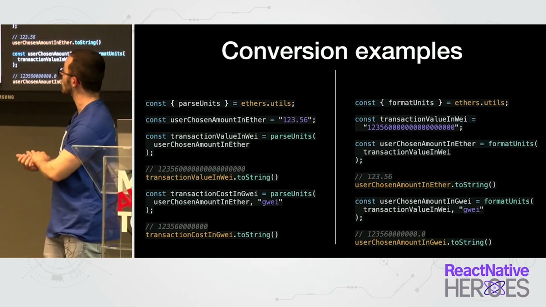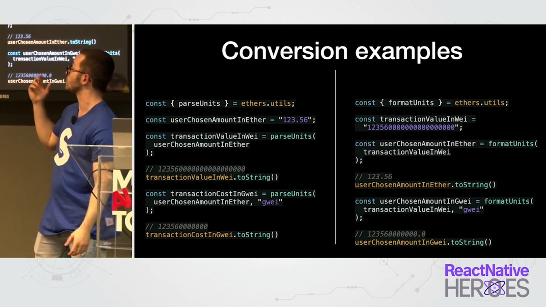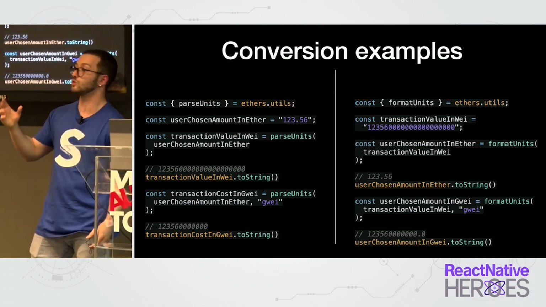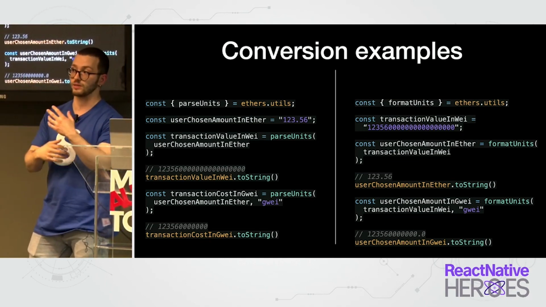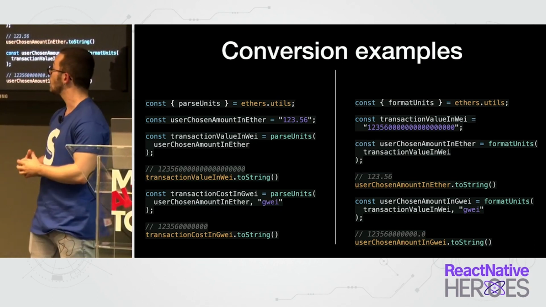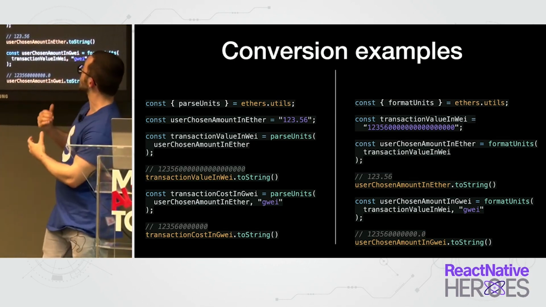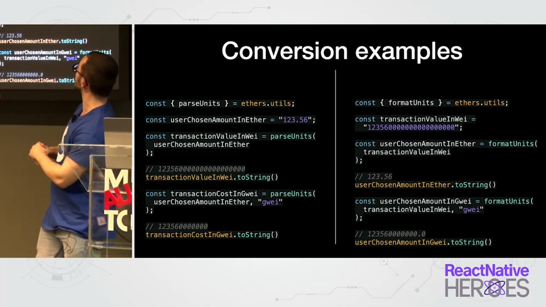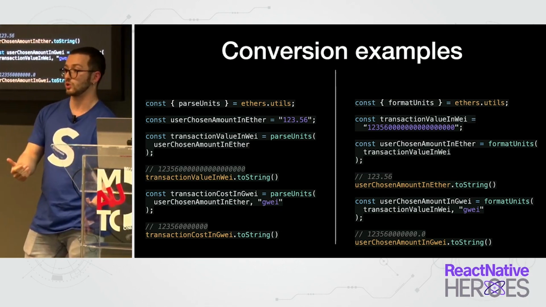Now we've got some examples. On your left, you've got user-chosen amount in Ether. This flow represents the usage of parseUnits. We can use parseUnits, as we explained, to convert something that's coming from outside of the application, so from the user itself, back into something that Ethers understands. On the right, we've got the opposite. We have got something that EthersJS outputs, and we need to convert it back for the user.